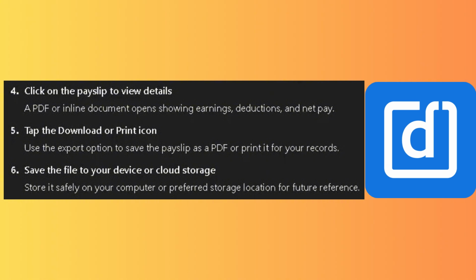Save the file to your device or cloud storage. Store it safely on your computer in your preferred storage location to ensure future reference. Now you know how to view and download your payslip in Darwinbox.